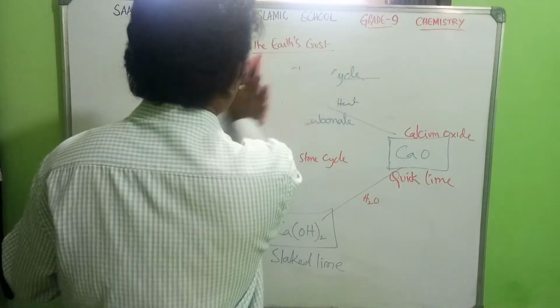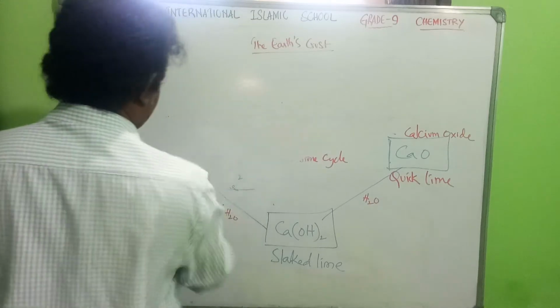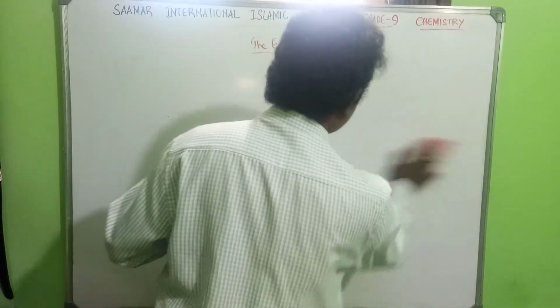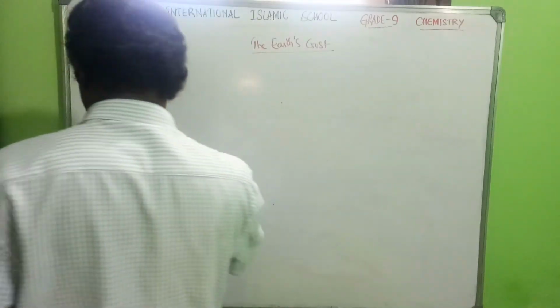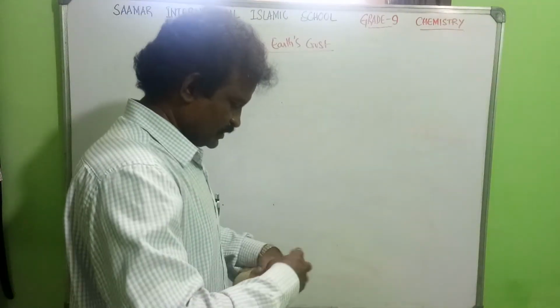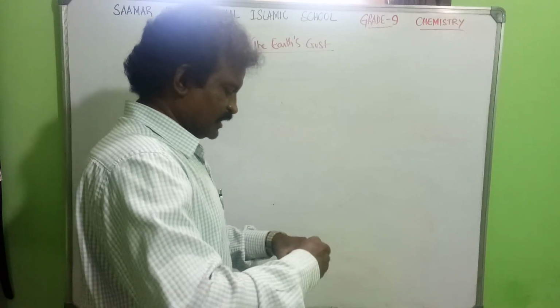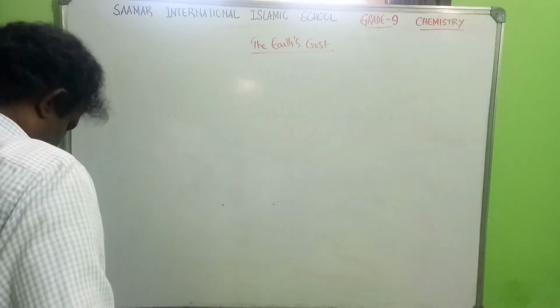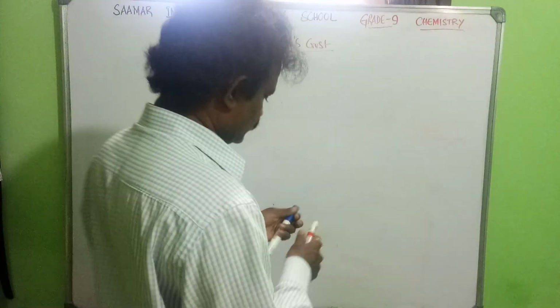Next one is fossil fuels. What are fossil fuels? Non-renewable resources. These are non-renewable resources. How are they formed? They are formed after a very long time. Millions of years are taken to form fossil fuels.